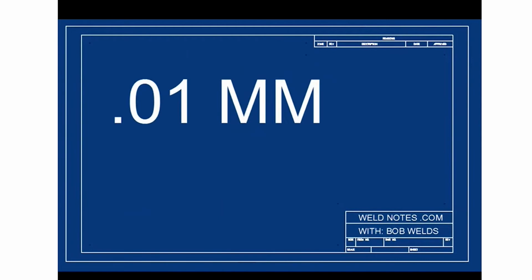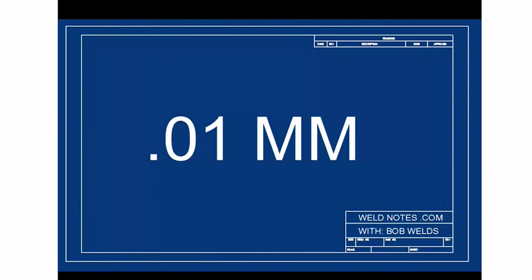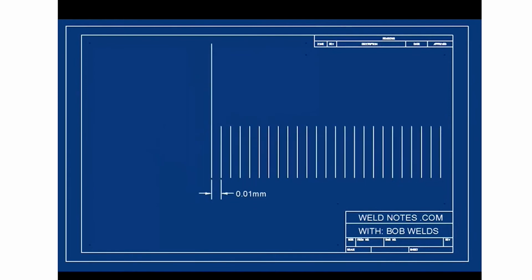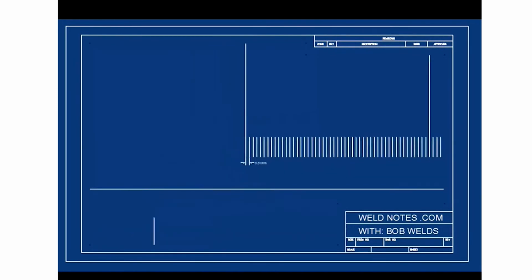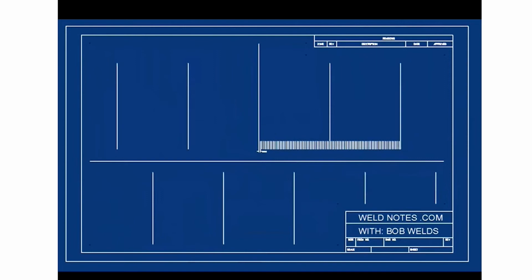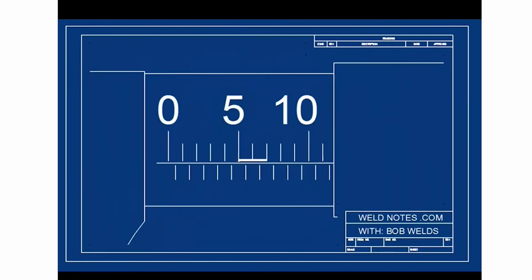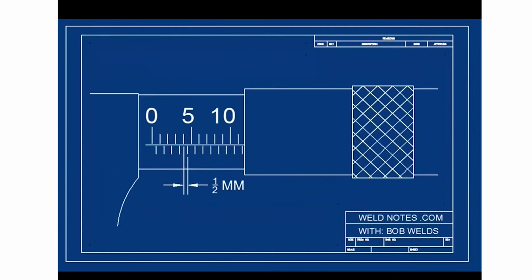Remember that we said this mic would measure down to the nearest 1/100th of a millimeter? Well, here's what that would look like on the barrel. They don't really make marks this small because no one would be able to see them to read them. Obviously, there has to be a better way.